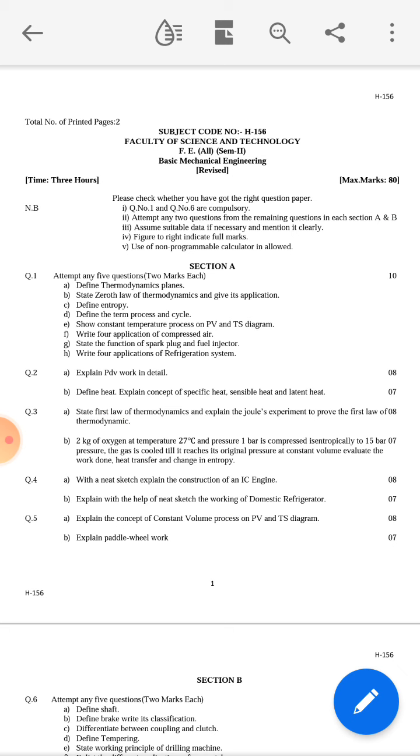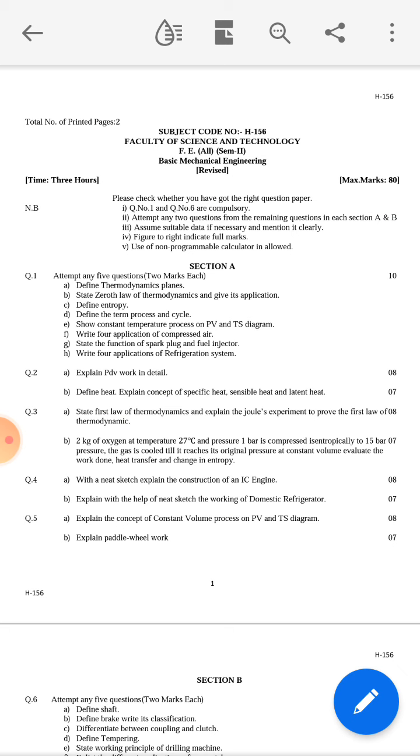Next, define the term process and cycle, right? What is process and cycle? Suppose when a system moves from one equilibrium state to another equilibrium state, the result of such change is the transfer of energy across the boundary of the system. Then it is called a process. And cycle: a cycle is a process or a series of processes which returns the system to its initial state from where the process began, right? It is called a cycle.